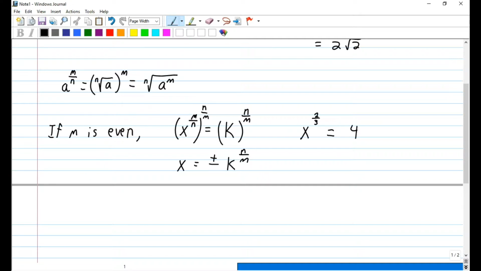All right, so to solve this equation, I raise both sides to the, what's the reciprocal of 2/3? 3/2. So I raise both sides of the equation to the 3/2 power. Now, since our m, this is our m right here, that number right there, that's our m. M is even. The number 2 is even. Okay, so since m is even, when I raise both sides to the reciprocal power, I'm going to have to put a plus or minus in front of the right side.